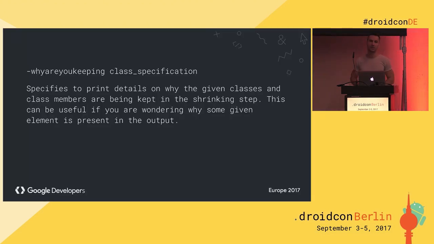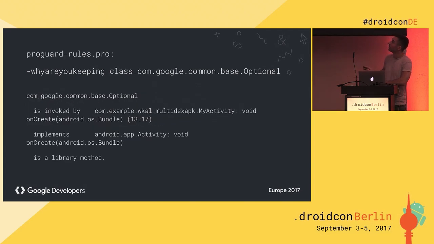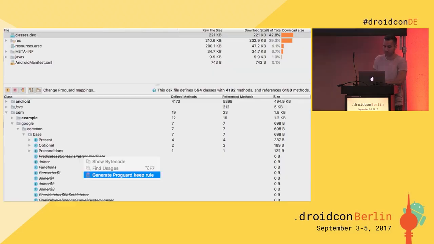By the way, another way to do it is if you add this "why are you keeping" specification to your ProGuard file, like this, "why are you keeping class this", whenever you make a build, if you look at the log output, you will see ProGuard telling you why it's keeping that class. So it's keeping Optional because I'm using it in my activity, and my activity is kept because it extends onCreate for Activity, which is a library method that is kept. And here you get a nice chain of methods to figure out why something is kept in your APK.